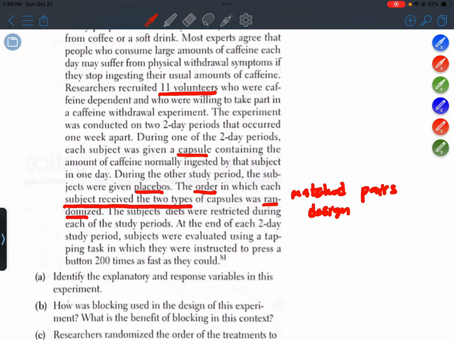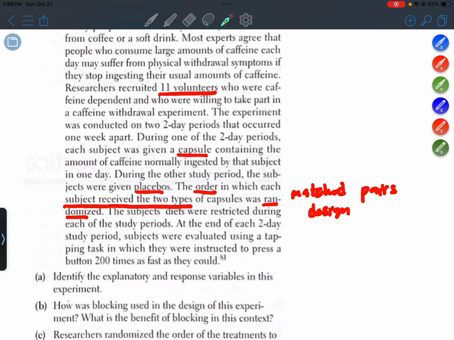All right, the subjects' diets were restricted during each of the study periods. So I think the idea here by restricting their diets is to control for the effect of diet, right? We don't want the diet to become confounded with the effect of the capsules.